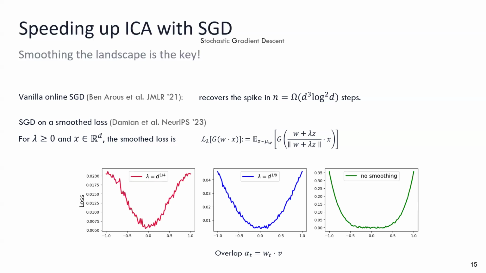And indeed, if you plot the loss as a function of your overlap, you will see that if you don't apply smoothing, at 0 you're very flat. You have to think that you start from 0, and here if you compute the gradient, it's basically 0. So you don't see where you have to go. But if you apply smoothing, it will be much more noisy, but way steeper. So if you start from 0 here, your gradient will increase way better.